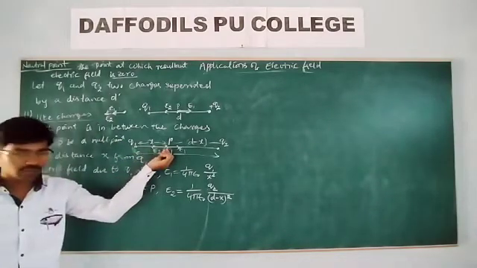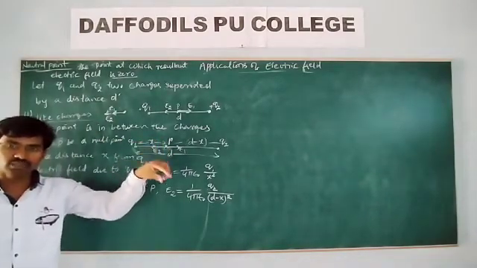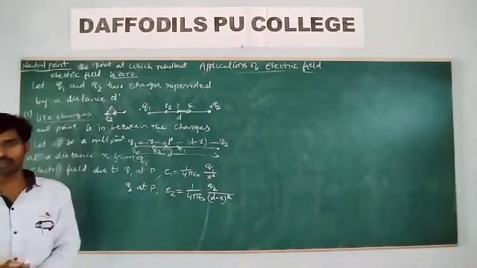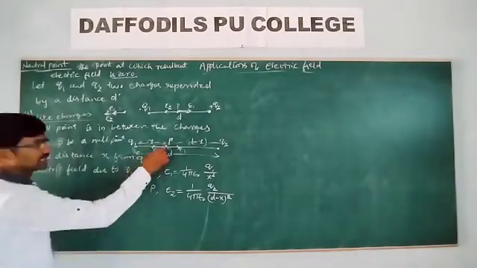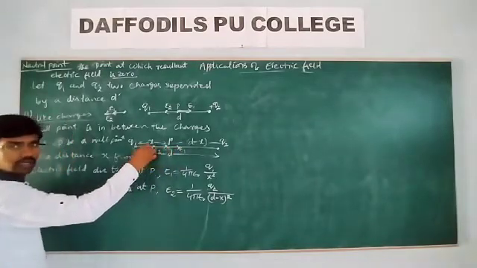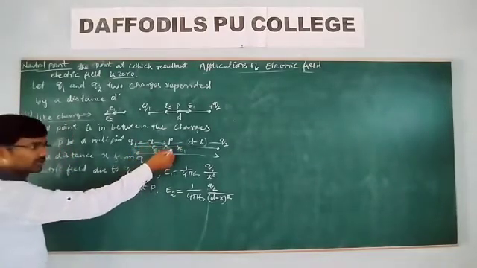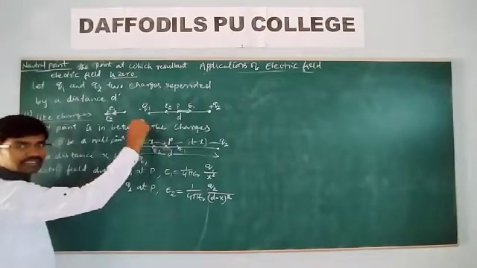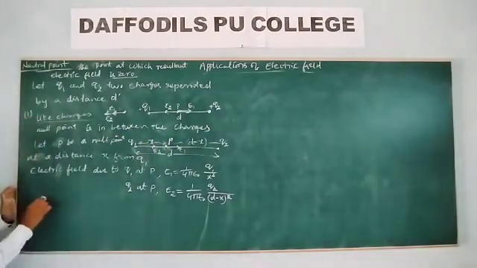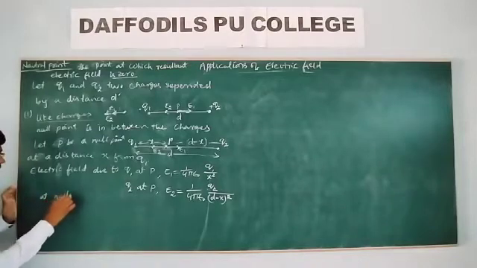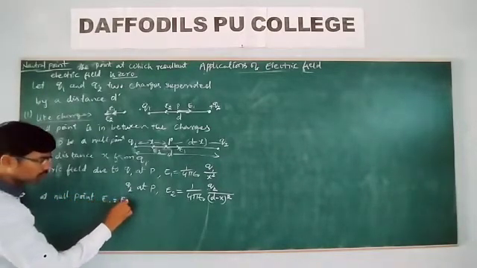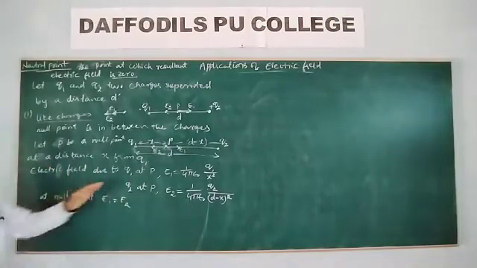But for the resultant electric field at this point to become 0, what should be the values of E1 and E2? They should be equal. Why? Because E1 is in this direction, E2 is in the opposite direction. Whenever they have equal magnitudes at this point, then only the resultant electric field is 0. So at the null point, E1 is equal to E2.